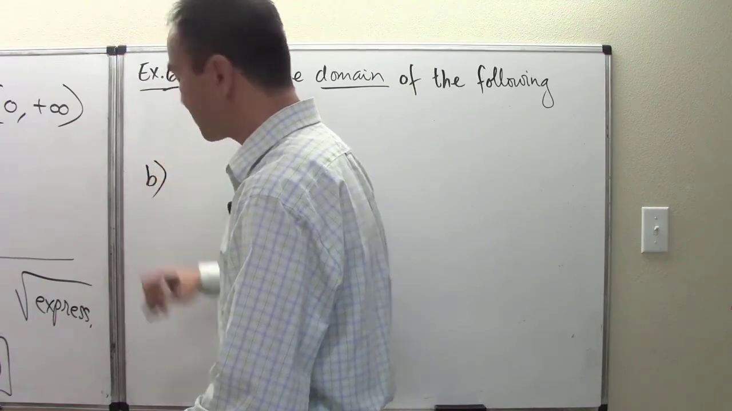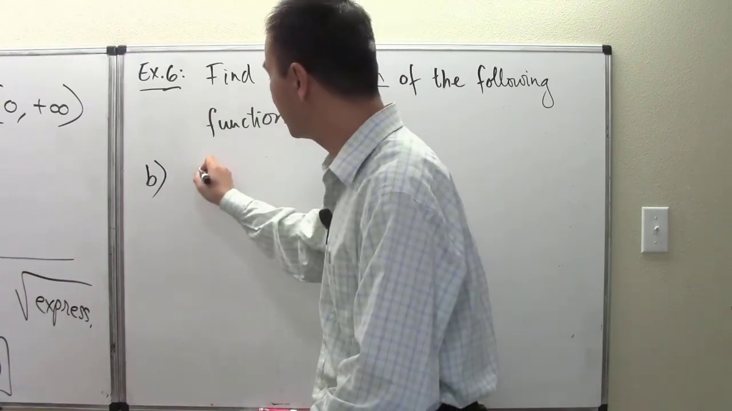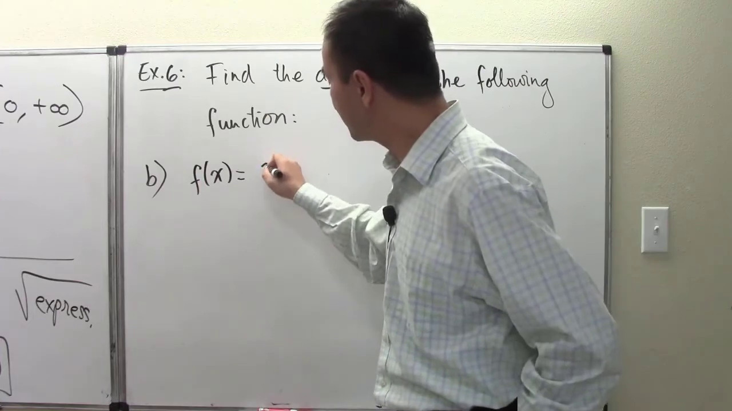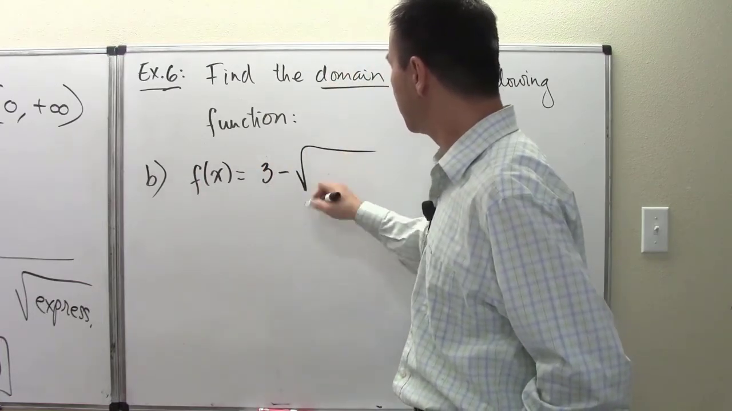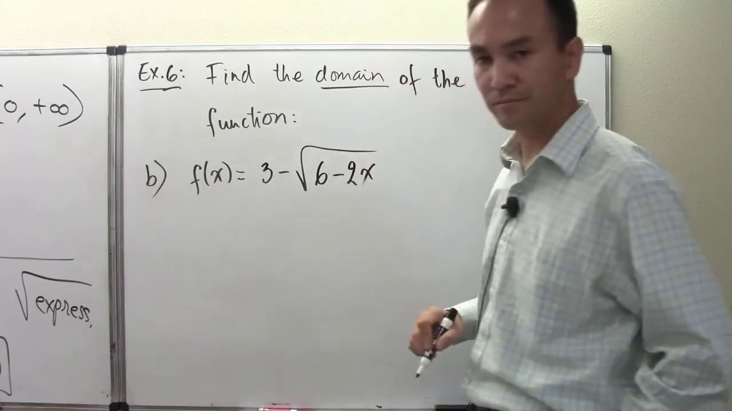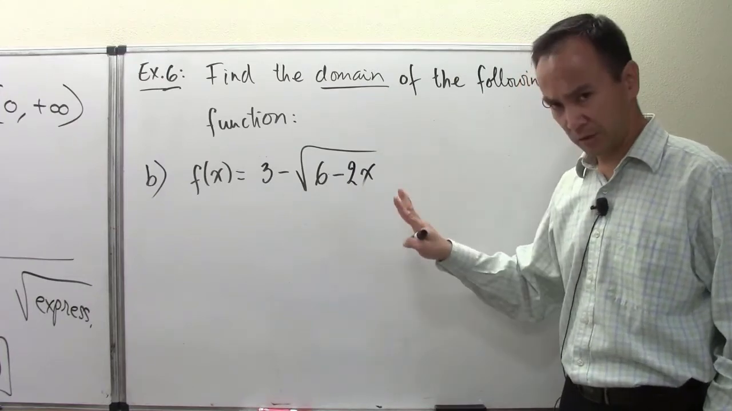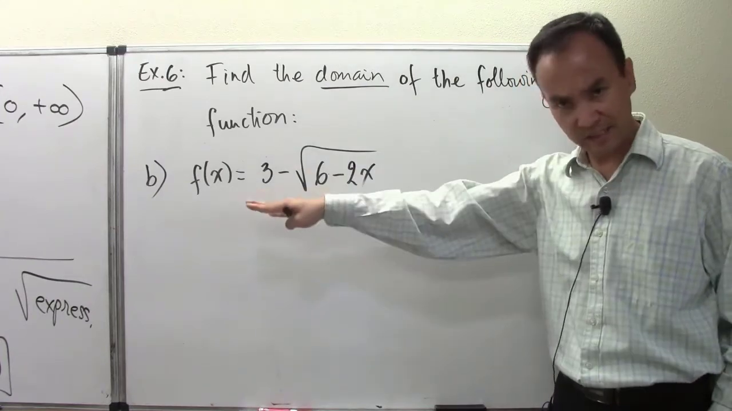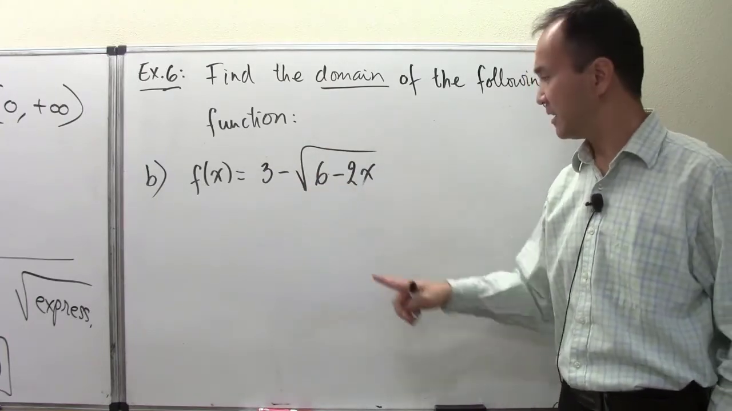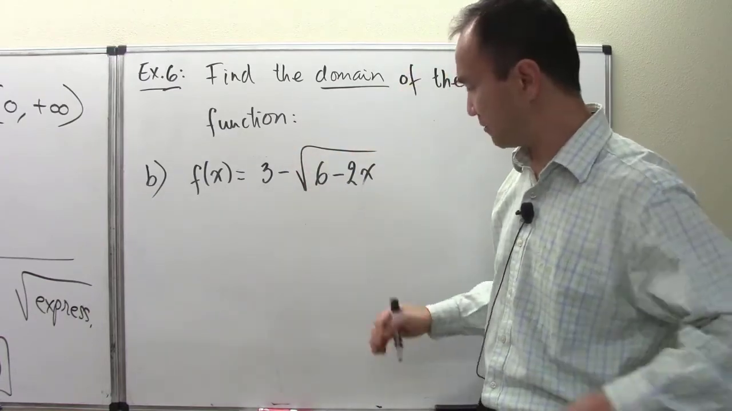So now let's look at part B. Let's look at our function f of x equals 3 minus the square root of 6 minus 2x. So here's our function. This function has even more things involved than the earlier part A, but once again, no worries. There's a square root involved. Focus right on that one.